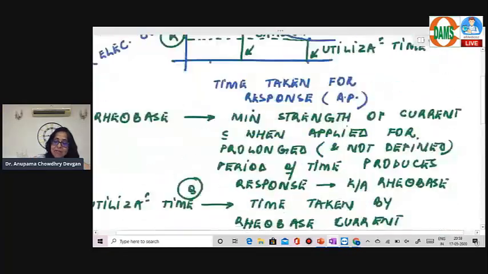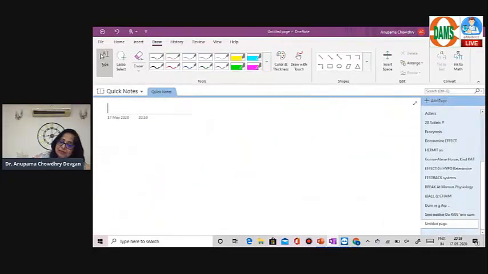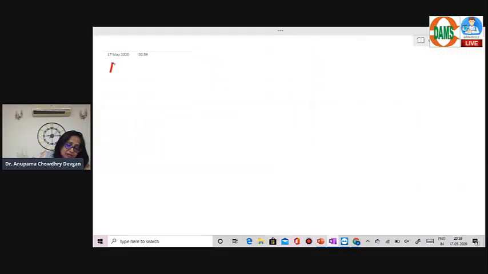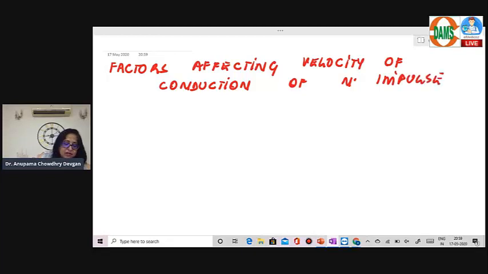Next, let's go on to what are the factors which affect the velocity of conduction? Factors affecting velocity of conduction of a nerve impulse.